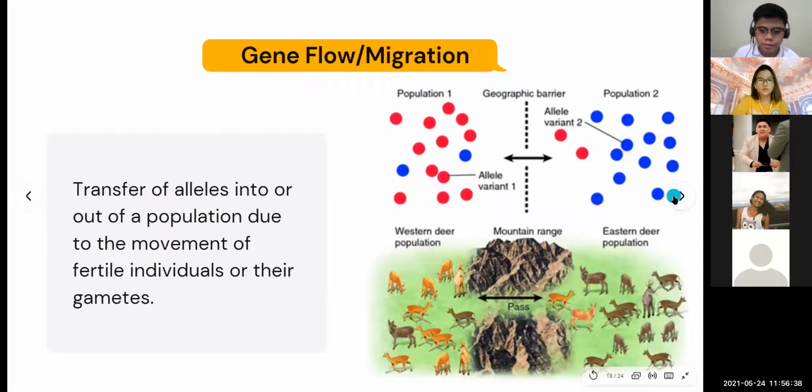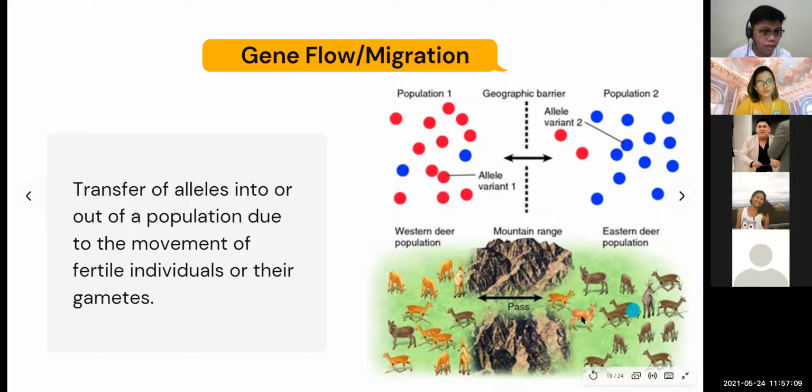Okay? Next, the last one is gene flow or migration. Basically, this is talking about the movement of fertile individuals. So here we have an example of two populations of deer, and they are separated by a mountain, but there is a pass, a passageway. The individuals of one population, the western deer population, can move to and fro to the eastern deer population, and vice versa. The eastern deer population can also do that.